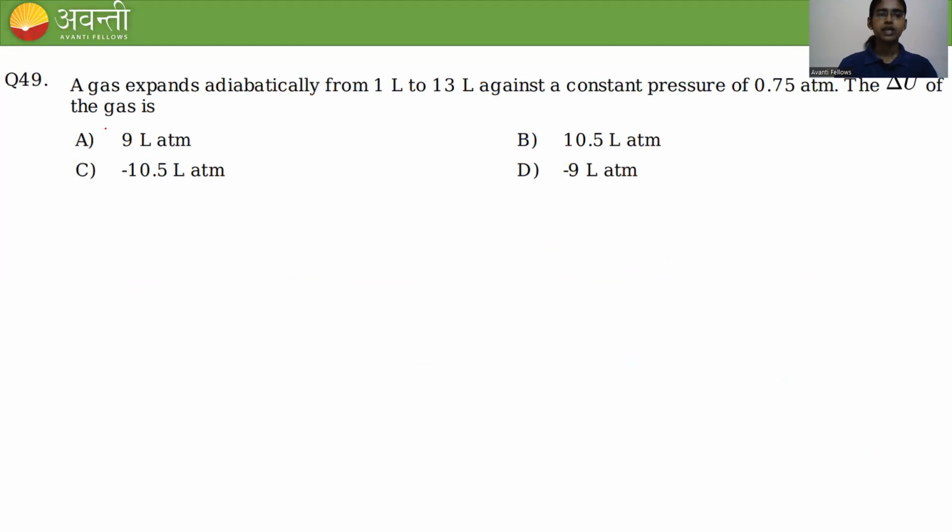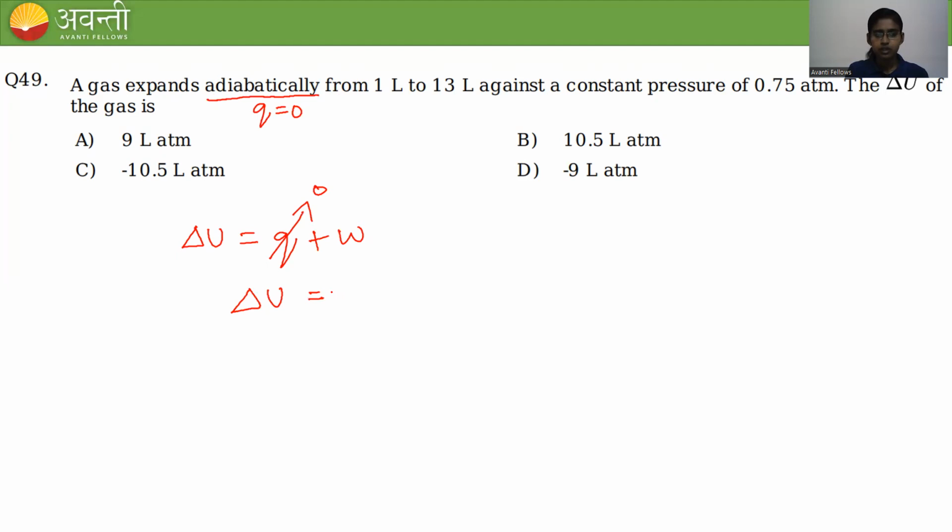Now coming to question number 49. A gas expands adiabatically from 1 liter to 13 liter against a constant external pressure of 0.5 atm. Find the delta U of the gas. So how to find out the delta U? From the first law of thermodynamics, delta U is equal to Q plus W. Since the given system is adiabatic, Q is equal to 0, so delta U is equal to W.